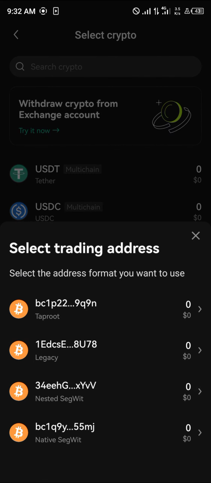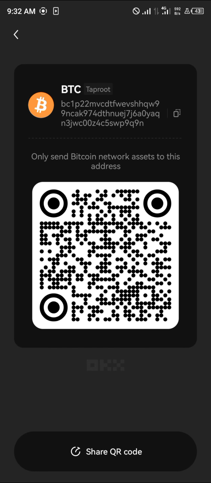If you click on Bitcoin, you could select any of the shown networks like the Taproot, Legacy Network, Native Segwit, and the rest. By clicking on this network, you're shown your QR code as well as the code, and all you need to do is either share the code or scan the code, and you'd receive your Bitcoin.